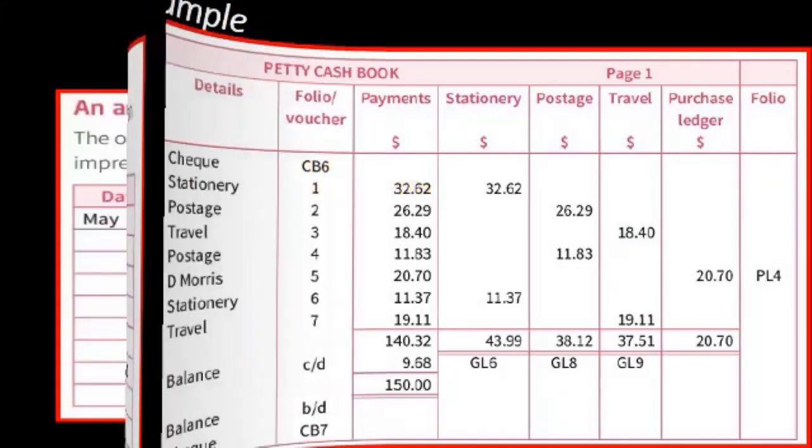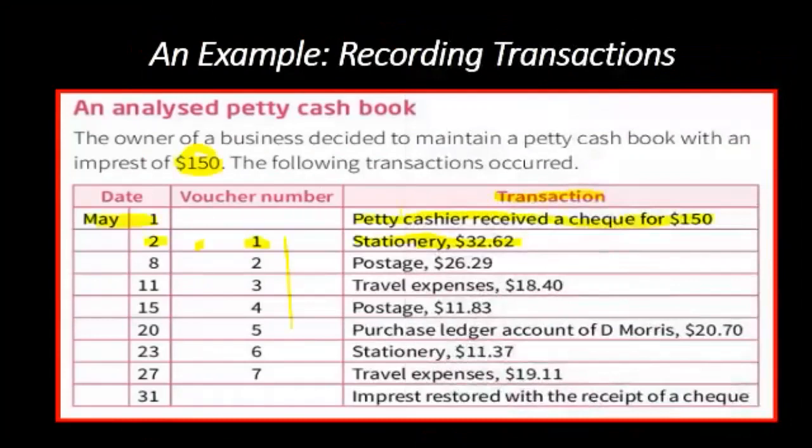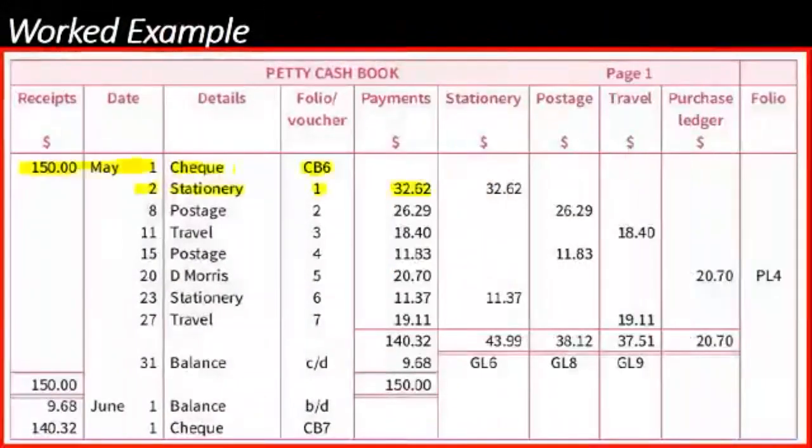Okay, we move to the next transaction. On the 8th, you have postage of $26.29 taking place. You buy stamps or something like that, and it takes place on the 8th. You issue a voucher number 2, right? We put in the payment in the payment column, 26.29, voucher number 2, and postage 8.